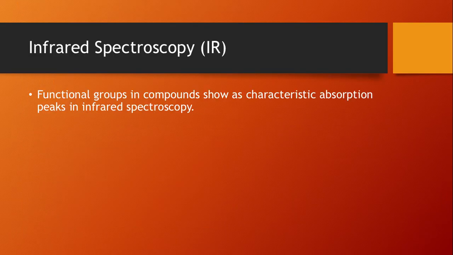We also talked quite a bit about infrared spectroscopy, IR, and functional groups in compounds show as characteristic absorption peaks in infrared spectroscopy. So this would be looking for things like the ketone or aldehydes or hydroxyl groups.